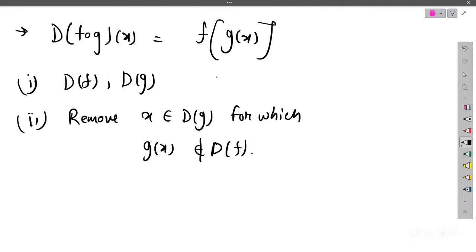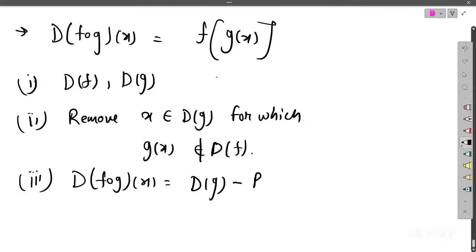Okay, and once you remove all those x, whatever is left, that is your domain. So that means the domain of f composite g of x is actually the domain of g minus these removable points, whatever points we get in step 2. So if you remove all those points from the domain of g, you will get the domain of f composite g.